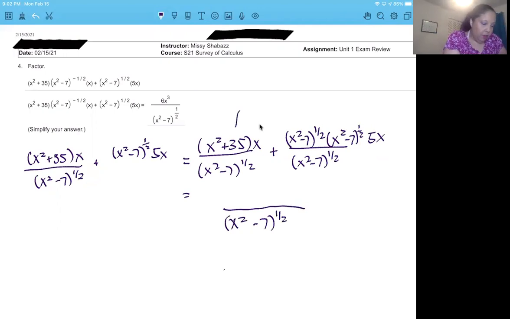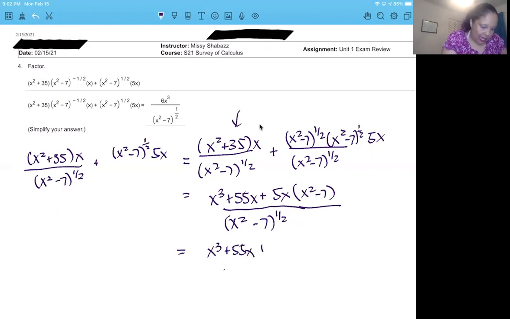what I'm going to do here, the first term, I'm going to distribute that x so that I get an x cubed plus 35x. And now, if I have x squared minus 7 to the 1/2 times x squared minus 7 to the 1/2, that just gives me x squared minus 7. All right, so now I'm going to distribute that 5x. How did that 35 become a 55? Let's change that.